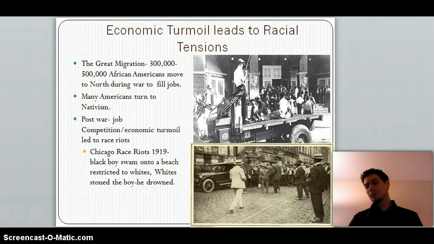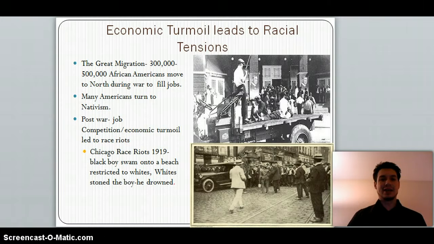Now, this leads to a lot of racial tension because a lot of the African Americans from the South had come up during the Great Migration during the war. That's about 300,000 or 500,000 African Americans coming to the North to fill these jobs to make these things for the war. And many Americans turn to nativism, like we discussed before, because of the competition. And this leads to one of the most important riots, which is the Chicago Race Riot.